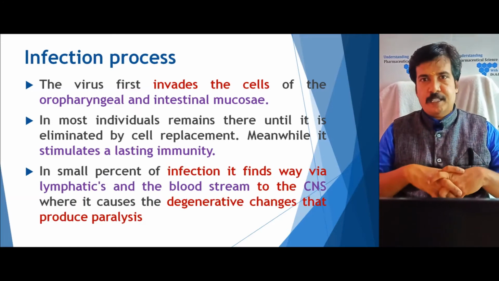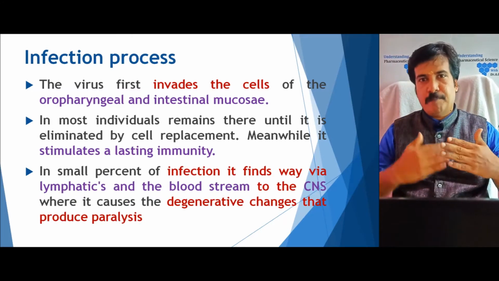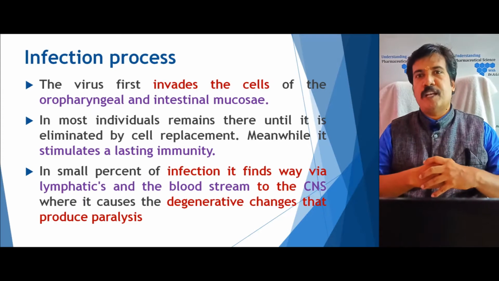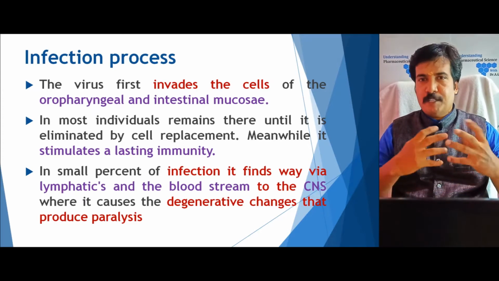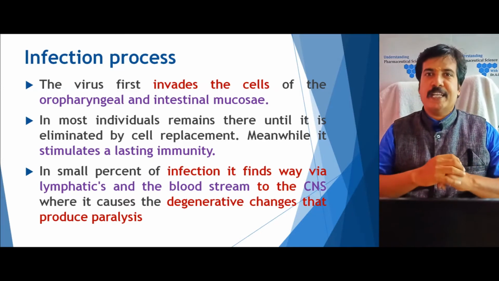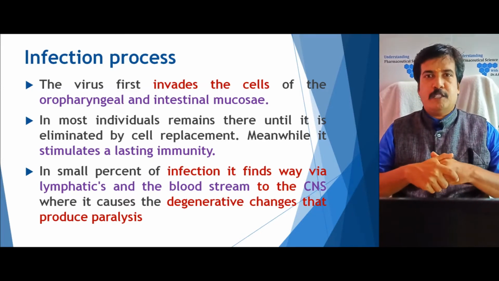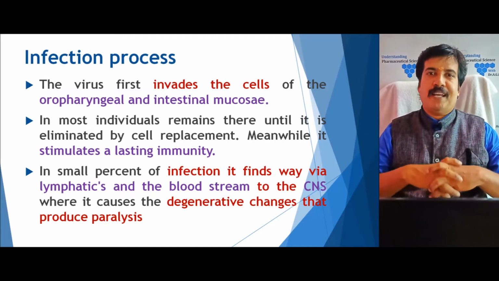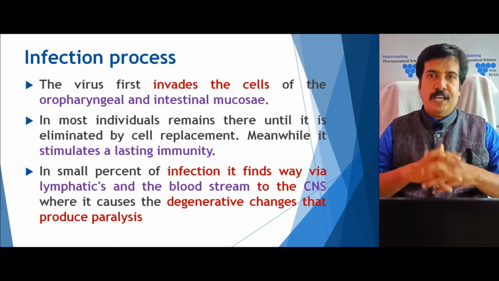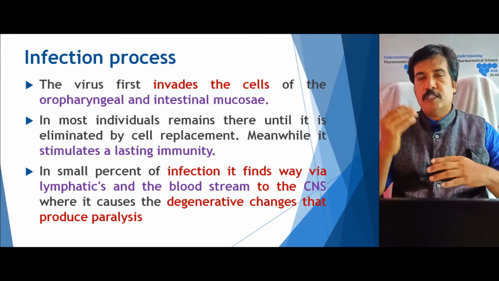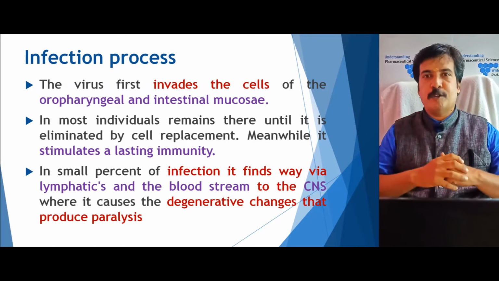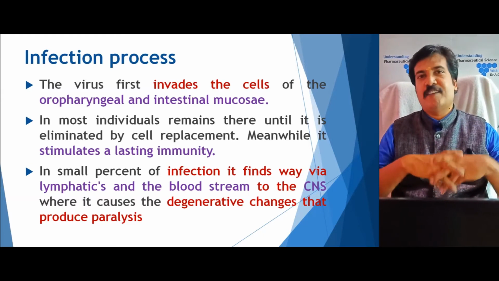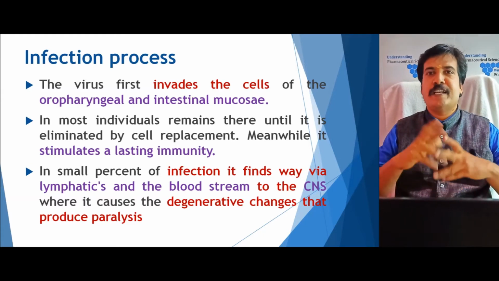Whereas a small amount of the infected virus will bypass this intestinal replacement of cells, then enter the blood through the lymphatic system. Once it comes into the blood, it crosses the blood-brain barrier and reaches the central nervous system and starts degenerating the nerves. This degeneration of nerves leads to paralysis. To overcome this, we have to inhibit the virus from passing through the bloodstream into the CNS. That was the core objective of developing this vaccine, whether in an inactivated form or an attenuated form.